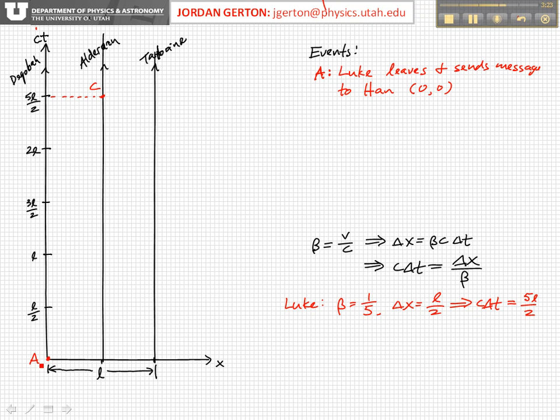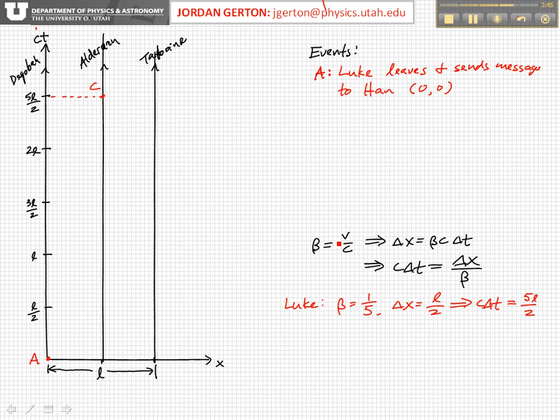Okay, so now what we want to do is figure out how long it takes Luke to get to Alderaan, and how long it takes the light signal to get to Tatooine, and then if you subtract those two, obviously you'll get the time that Han has to get from Tatooine to Alderaan.